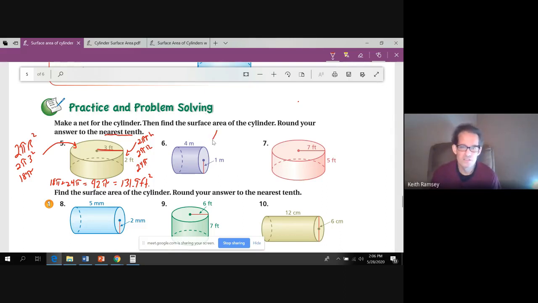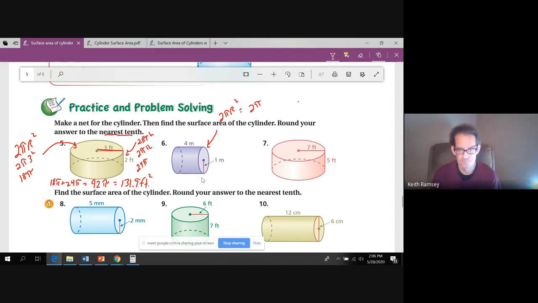All right, so let's do this one just the same way. Let's find the bases first, okay, which is 2 pi r squared. So if the radius is 1, that's just 1 times 1 times 2. So this is going to equal 2 pi.